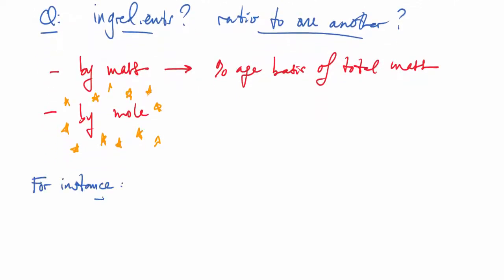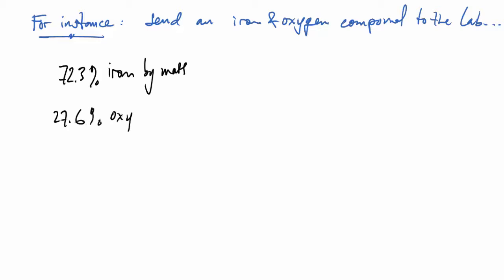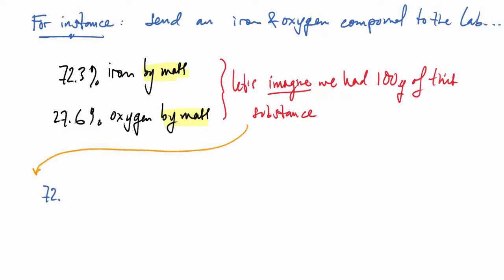So for instance, let's have a look at a simple scenario. We have an iron and oxygen compound. We don't know what the ratios are. We send it to the lab and we get this information back from the lab that 72.3% of the sample's mass was iron and 27.6% was oxygen. So here's the thing to do. Imagine that we had 100 grams of substance. It's not necessarily true we had 100 grams, but just imagine that we did.